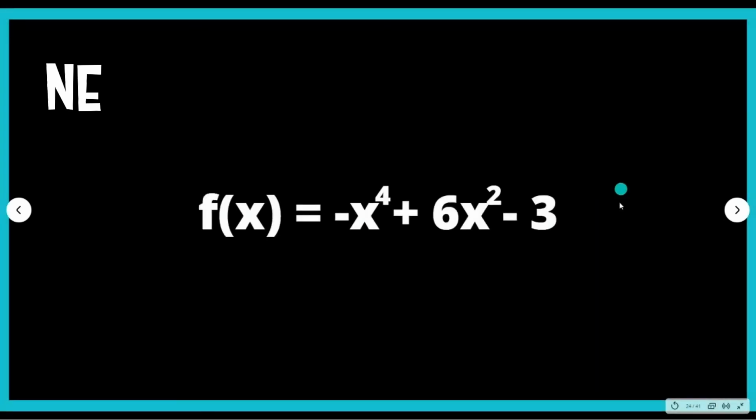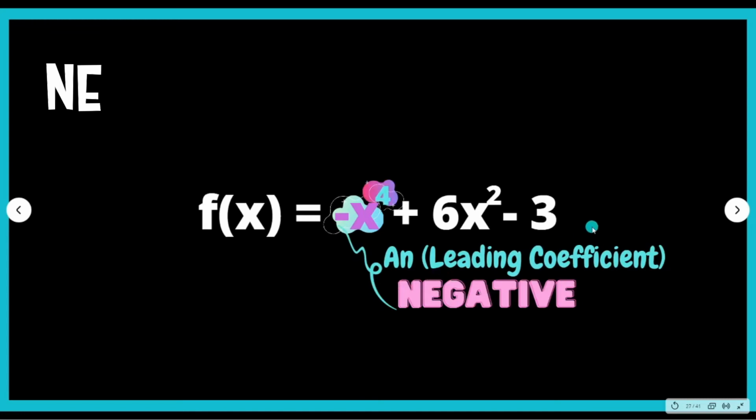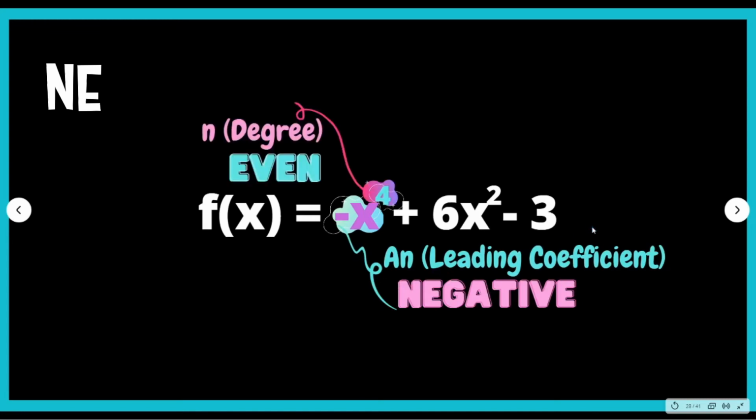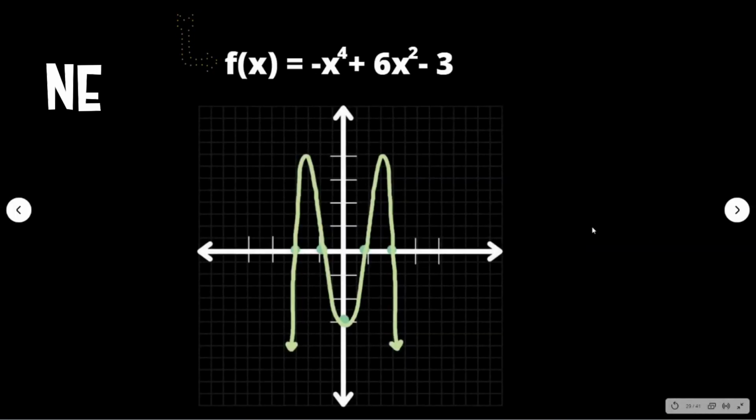Second example is, f of x is equal to negative x raised to 4 plus 6x squared minus 3. The leading coefficient is negative, while the degree is even. Therefore, it is an NE, and when plotted, this is how it would look like. It falls on both sides. It falls on the left and it falls on the right.